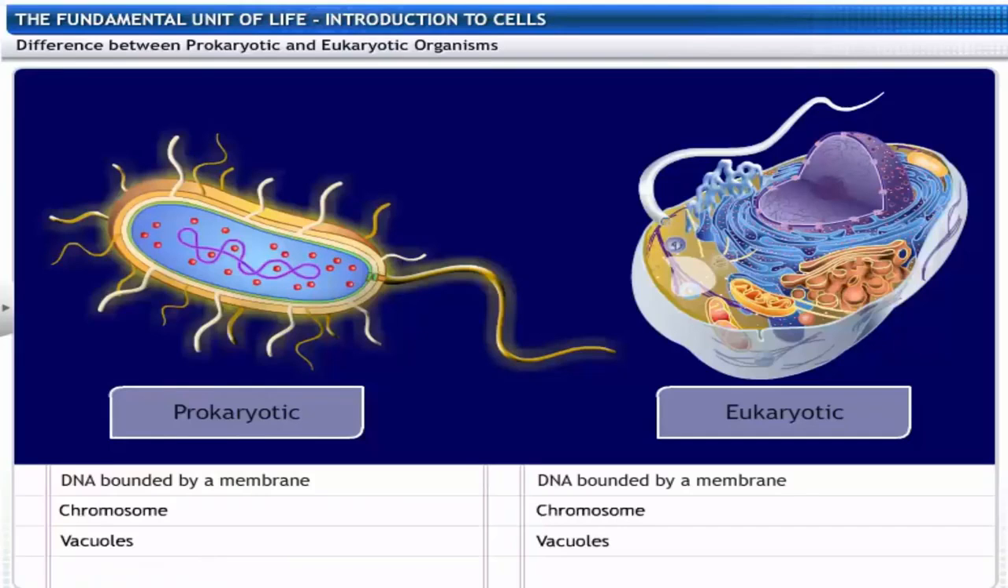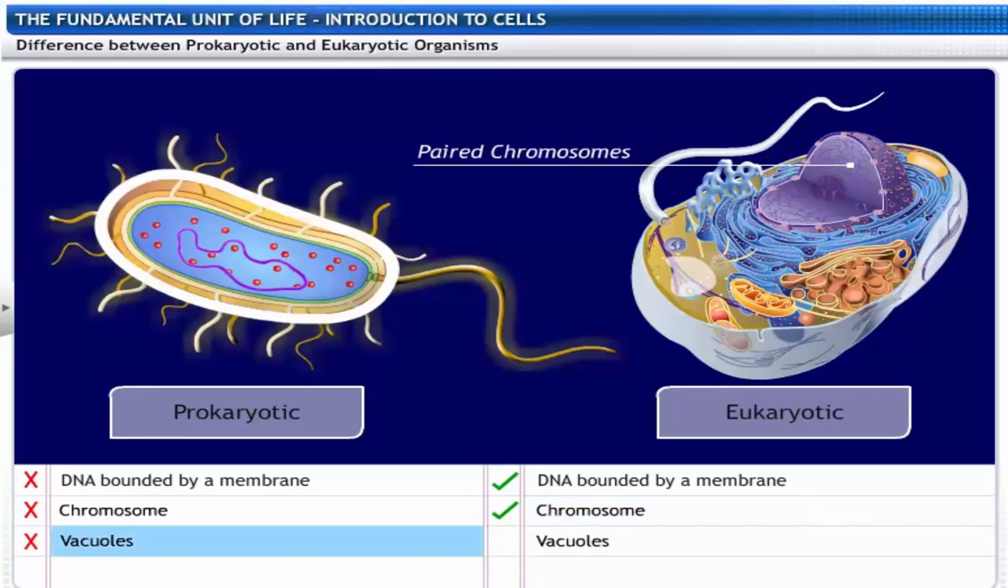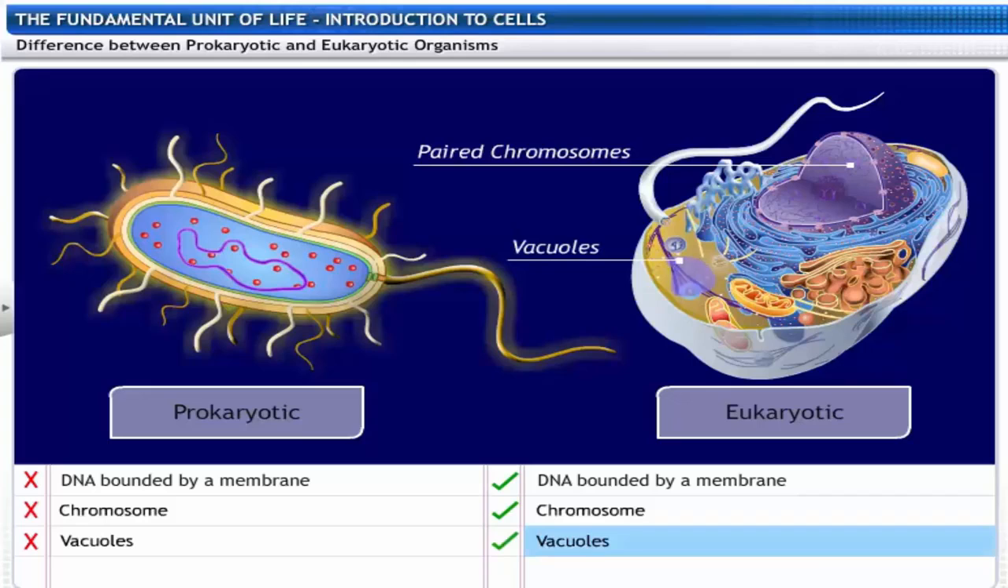Let's see the difference between prokaryotic and eukaryotic organisms. Prokaryotic DNA is not bounded by a membrane and is called the nucleoid. Eukaryotic DNA is bounded by a nuclear membrane. Prokaryotes have a single circular DNA, while eukaryotes have DNA in paired chromosomes. Prokaryotes do not have vacuoles, while eukaryotes do have vacuoles.